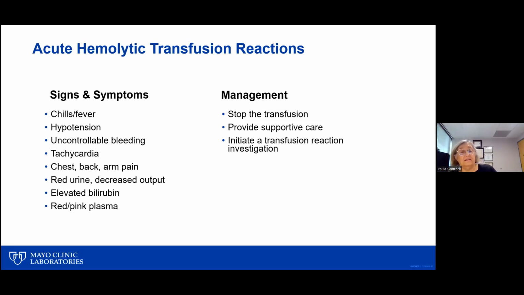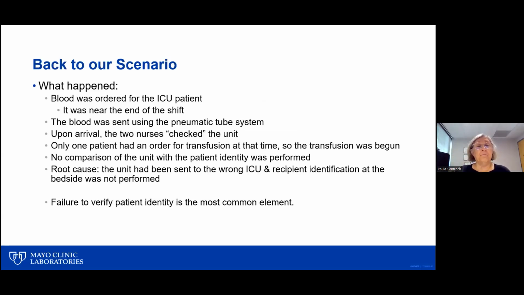So stopping the transfusion is really about limiting the amount of incompatible blood given. And basically you can't really do anything about the incompatible blood that's already in the patient. So you have to provide supportive care for the signs and symptoms that are occurring, and you have to figure out what happened and what's next. So we go back to our scenario. What happened in this particular case?